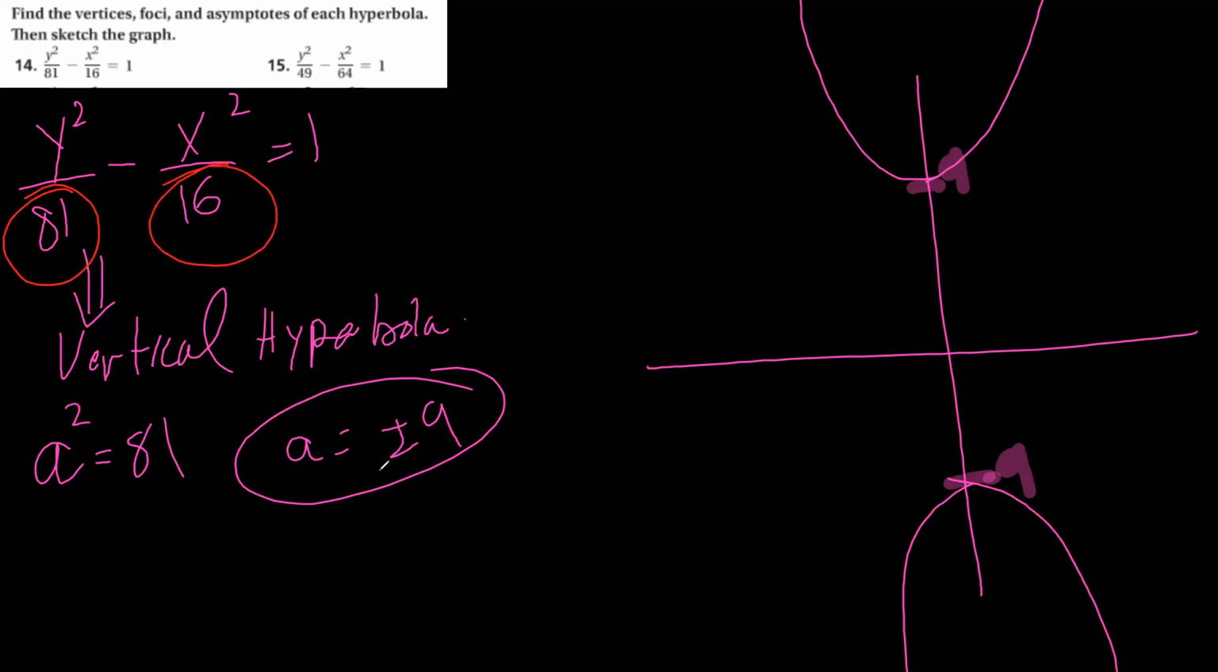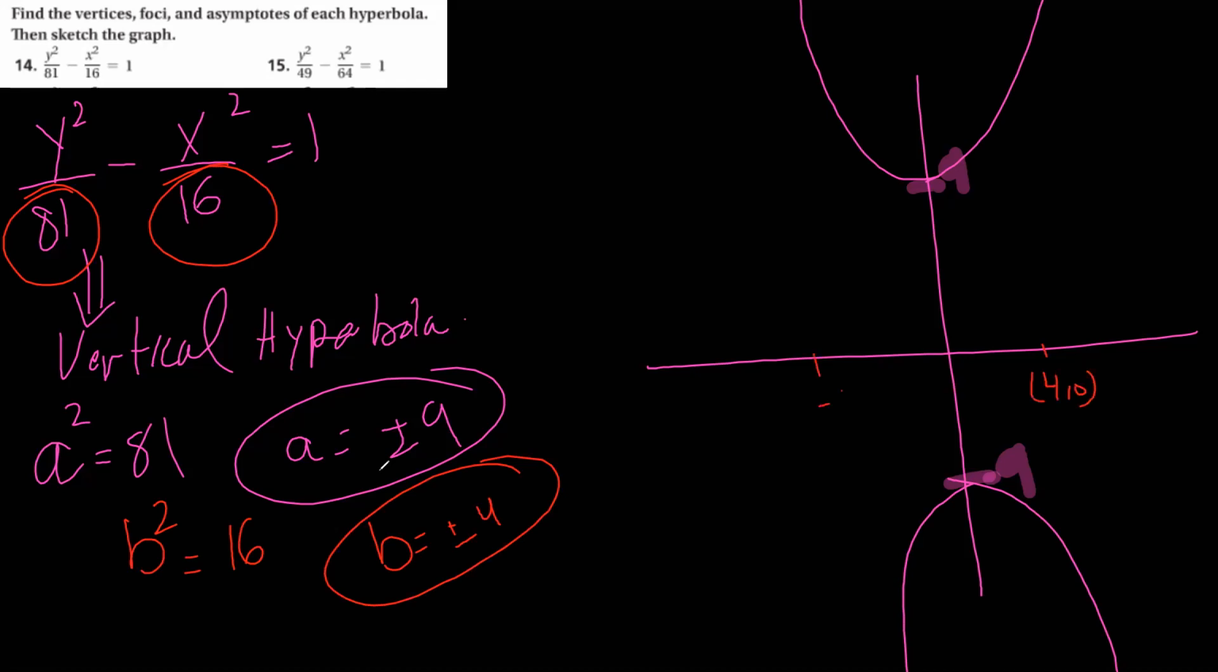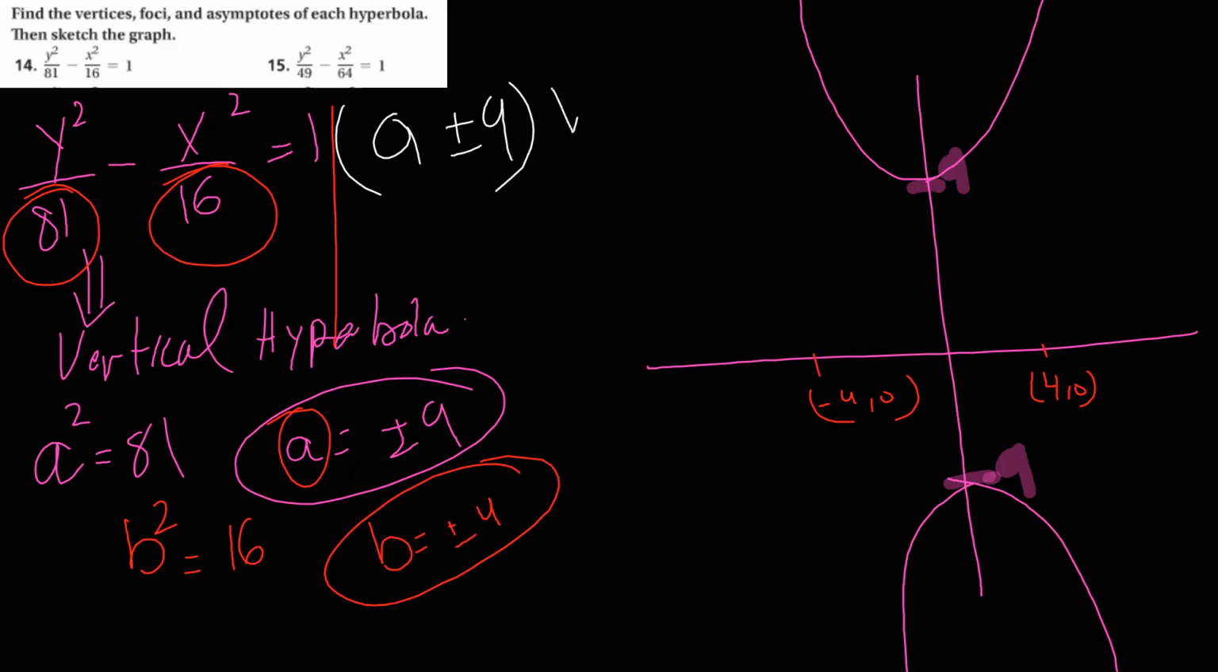And b also can be found, which is b squared equals 16, so b is positive or negative 4. So here is 4, 0, and negative 4, 0. Now, what are the vertices? If I have a, the vertices are 0, positive or negative 9. This is the vertices now.